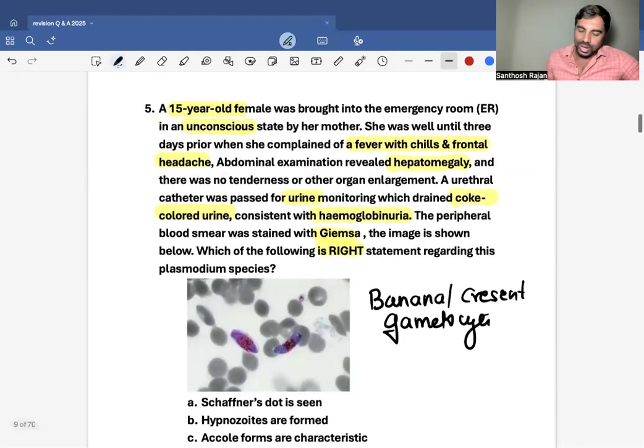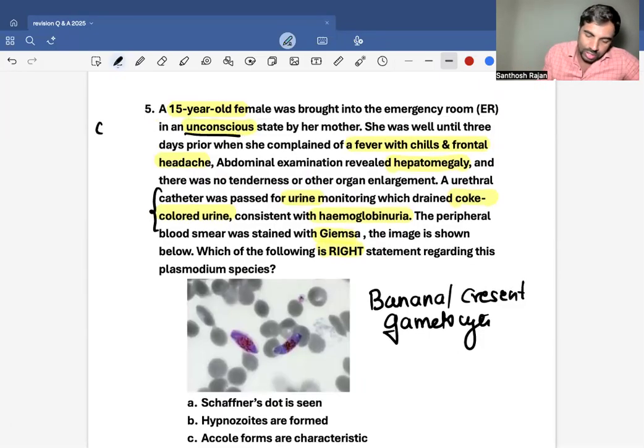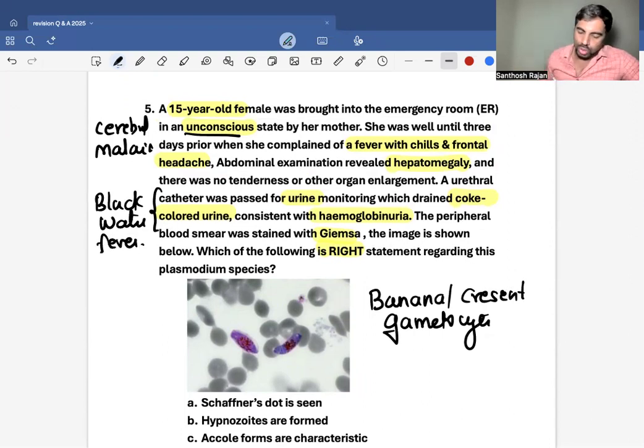Okay, now look at this. All these symptoms, urinary symptoms, unconscious state: cerebral malaria. So there is cerebral malaria, and black water fever. This we call black water fever because RBCs are breaking down and going to the kidney. Black water fever is there. So that's the colored urine. All these things come here. Now, colored urine is also seen in post-acute glomerulonephritis. Here also we call it a sort of black color. So we call it like that only. Okay, black water fever.